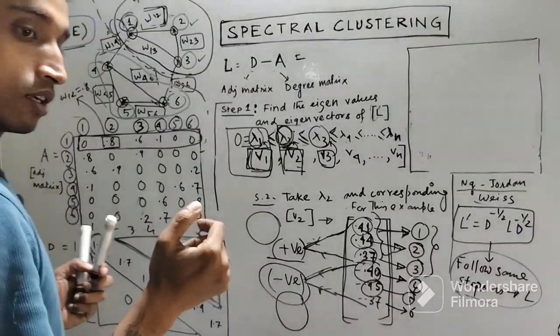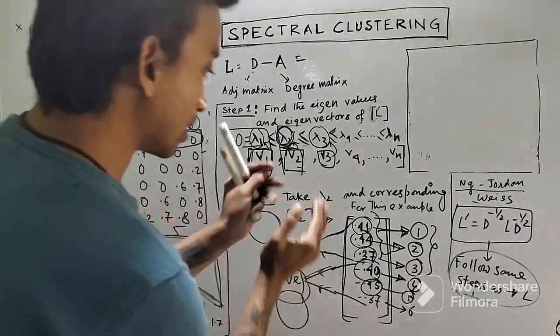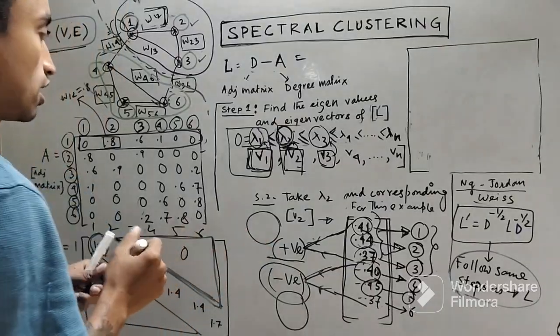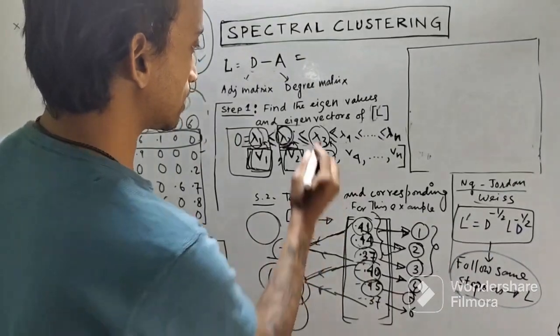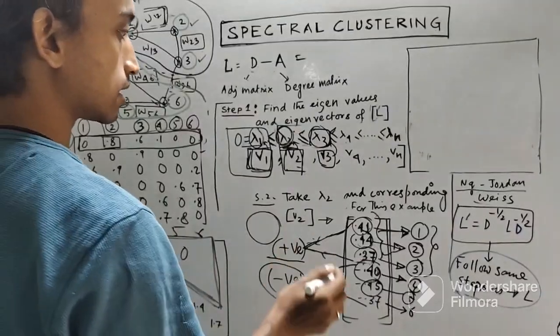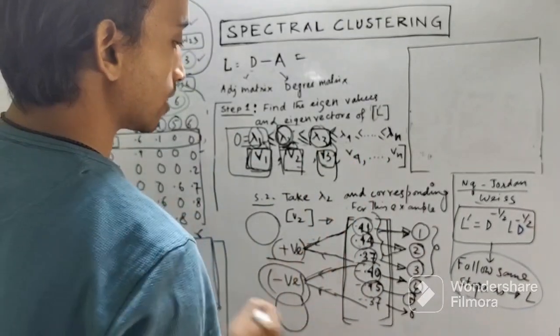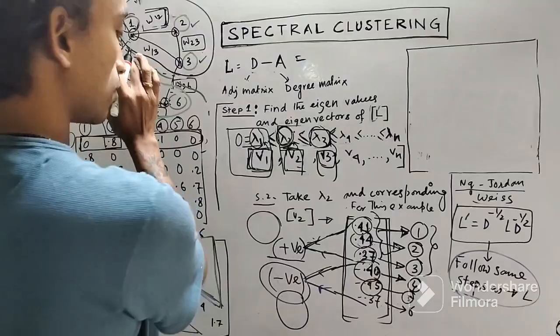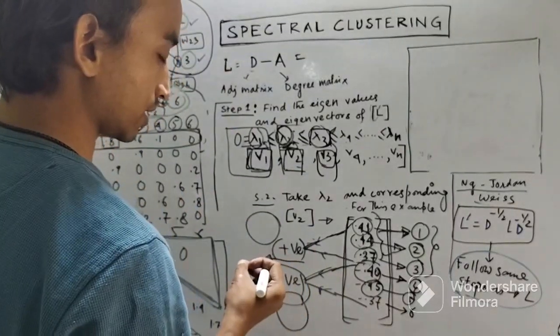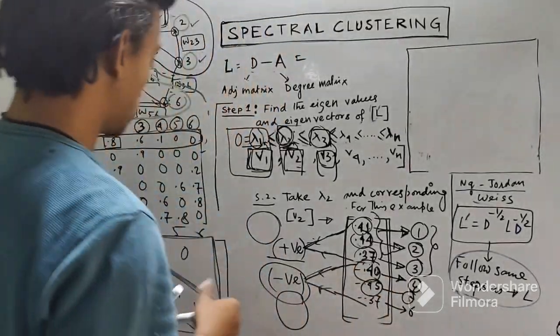If you need more than 2 clusters, you have made one bifurcation over here. If you want more bifurcation, then you have to consider this lambda 3. From the lambda 3, you have to consider this v3. From the v3 you have to do the same operation over here. Okay, correct?